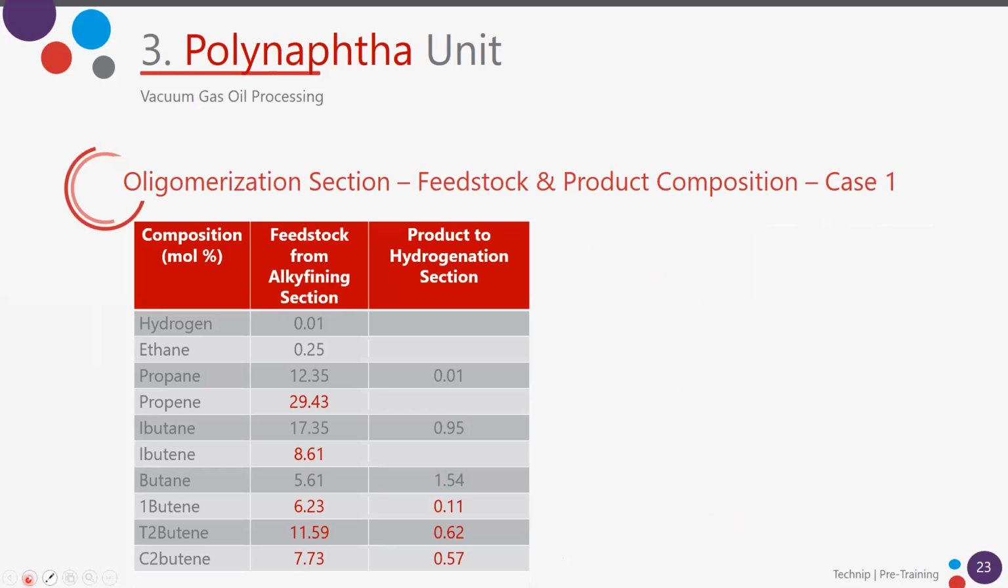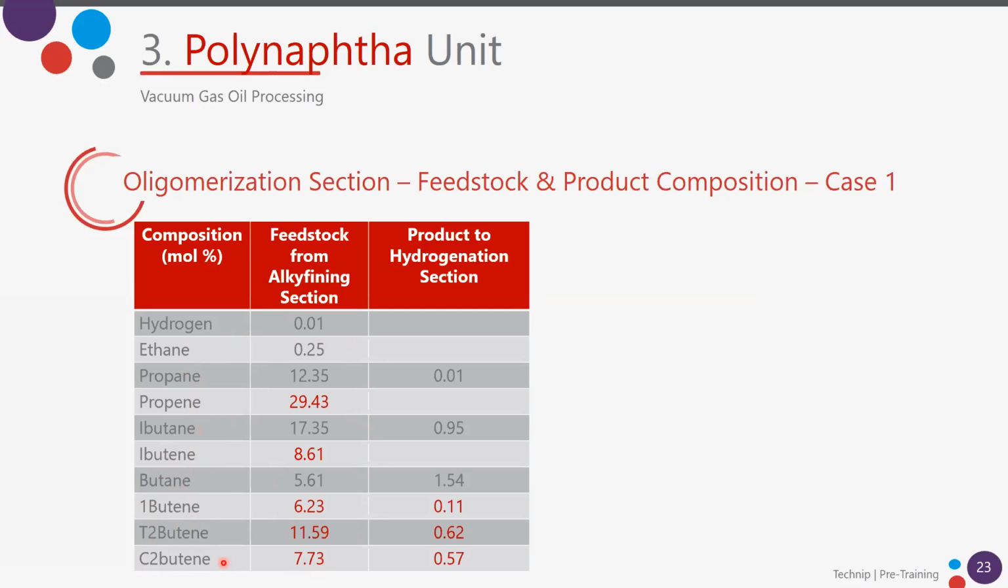So what is our feedstock for this section? It is the product from the previous section. This is the product from the alkylation section. Remember, we have more or less this composition. We have hydrogen, ethane, propane. We have propene, isobutane, butane, 1-butene, trans-2-butene, cis-2-butene.